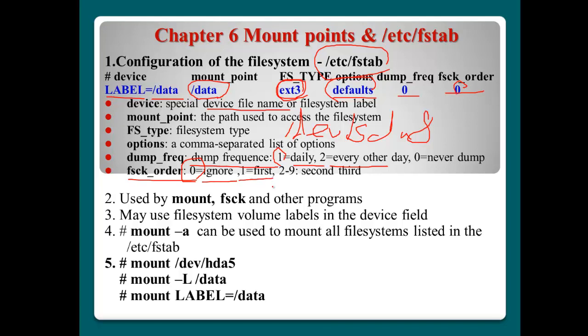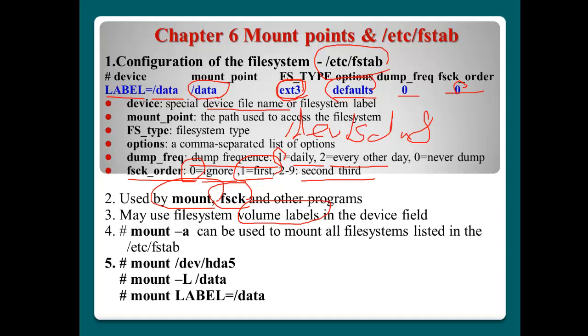Normally the root partition will be set as number one first, and the other partitions will have more like 2, 3, 4 like this. Then number two: this is used by mount and fsck, meaning file system checking. And number three: we may use file system volume labels in the device field. So we can use the volume labels in the device field here as well.